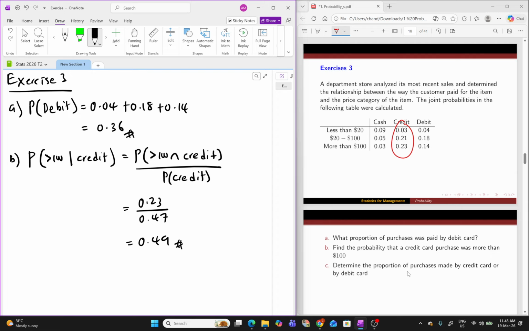Determine the proportion of the purchases made by credit card or debit card.